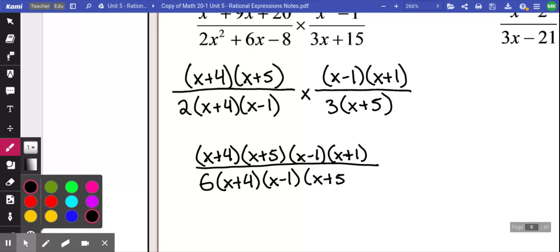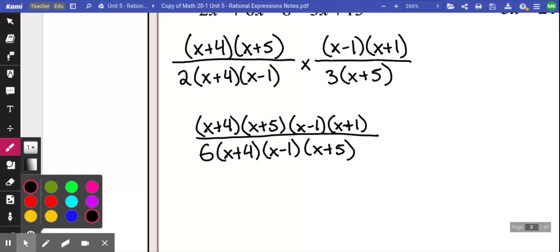The reason we want to write things as one fraction is because then we can do our trick of canceling things out. So this x plus 4 cancels with this x plus 4. This x plus 5 cancels with this x plus 5. This x minus 1 cancels with this x minus 1. And this massive equation simplifies to be a nice, clean x plus 1 divided by 6.